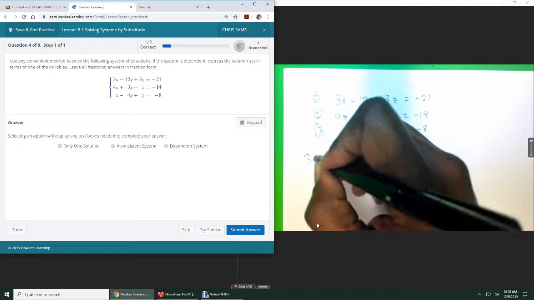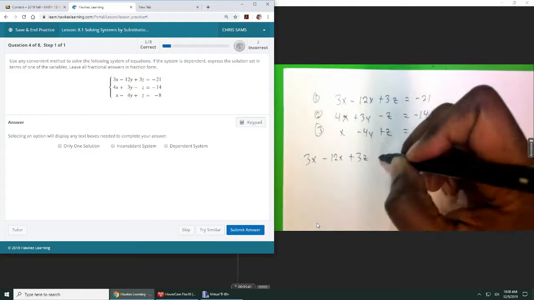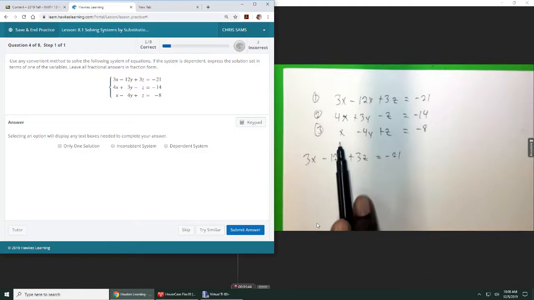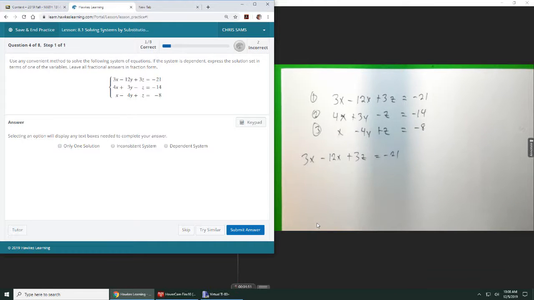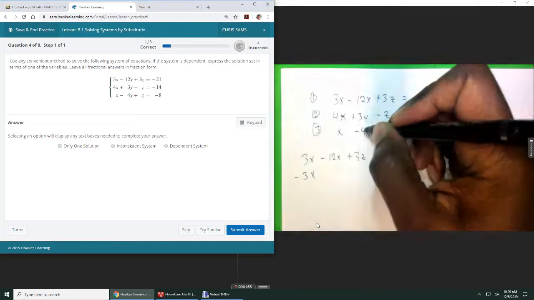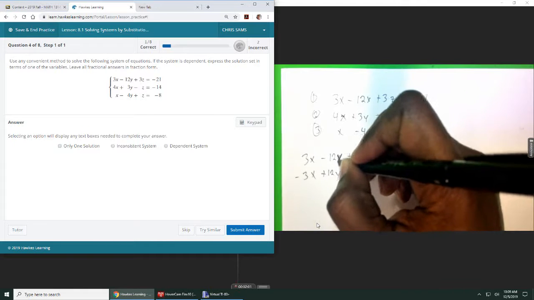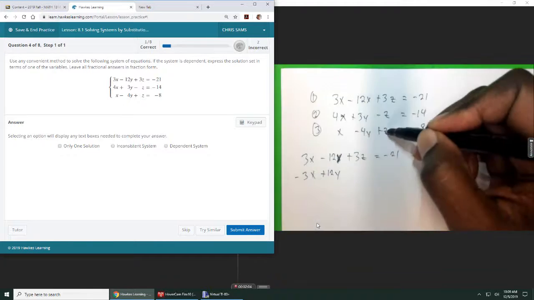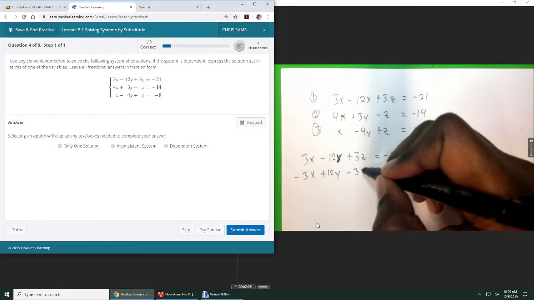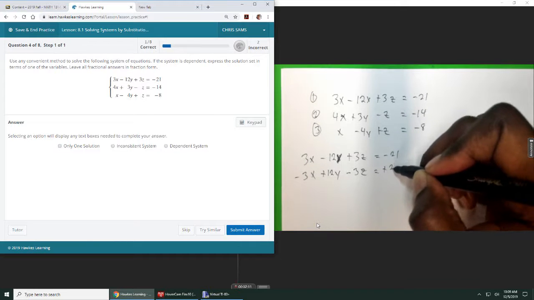We got 3x minus 12y plus 3z equals negative 21. I'm going to use equation 3 and multiply by negative 3 so that this is opposite sign, and I will get rid of x. So I'm going to multiply by negative 3. That becomes negative 3x, and negative 3 times negative 4y becomes a positive 12y. I don't know why I put x twice. That's a y. X, y, z. And then negative 3 times this z gives me negative 3z. And then negative 3 times negative 8 gives me a positive 24.